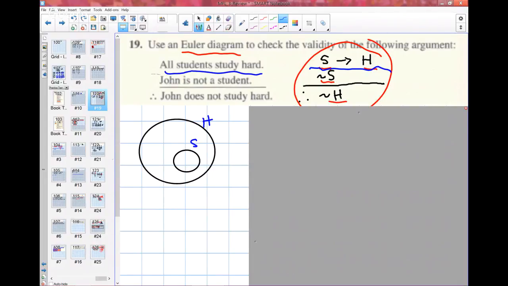Okay, second line. John is not a student. So where does John go? John could be here. John could be there, correct? We don't know. We don't know if he's inside the H circle or not. So when it says in the conclusion he's not in H, that can't be valid, right? Because we can see he might be inside. So hopefully then get this conclusion down, invalid. Thank you. You're welcome, Michelle.